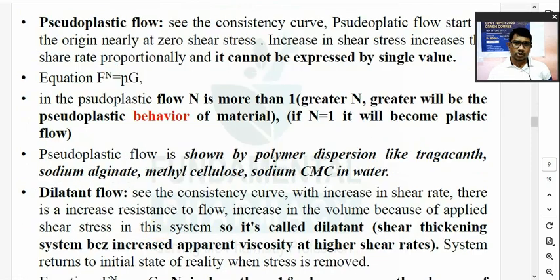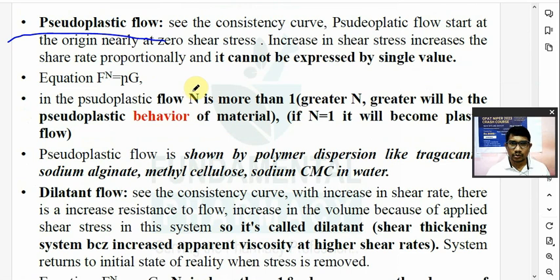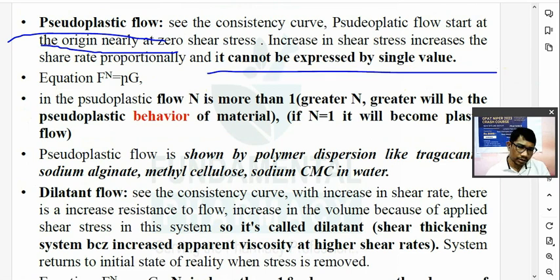Now pseudoplastic flow. We have seen the consistency curve, so in that you are going to get a different type of curve. Pseudoplastic flow will start at the origin, near zero stress. Increasing the shear stress increases the shear rate proportionally, and it cannot be expressed by a single value. The materials known as pseudoplastic, their flow starts from the point of origin when stress is zero. If you increase the stress, the shear rate will increase proportionally, but it cannot be expressed by a single value.